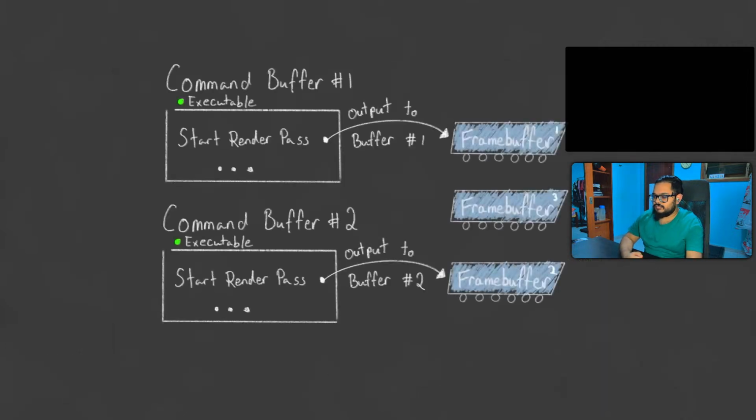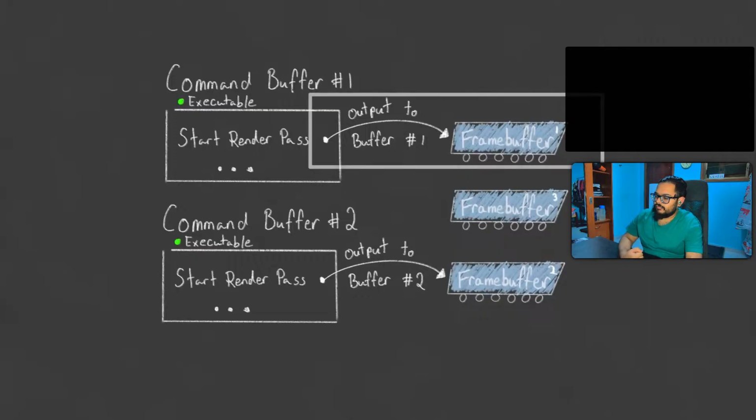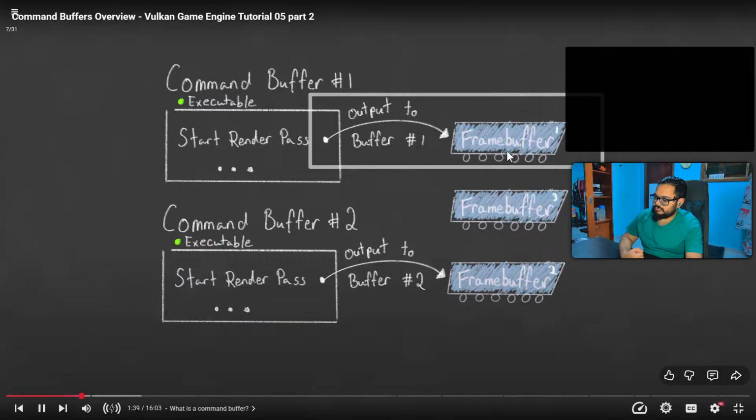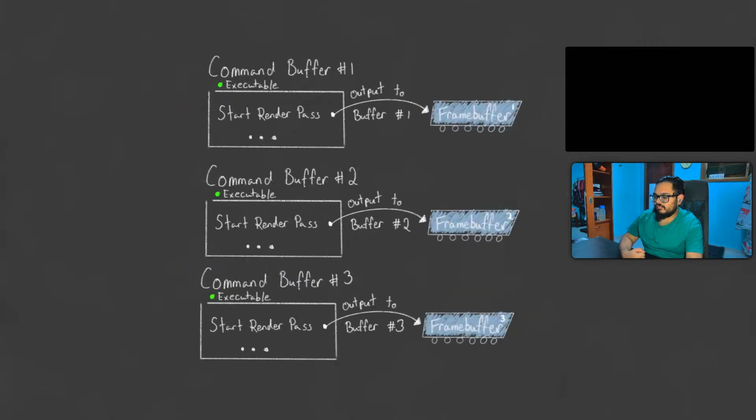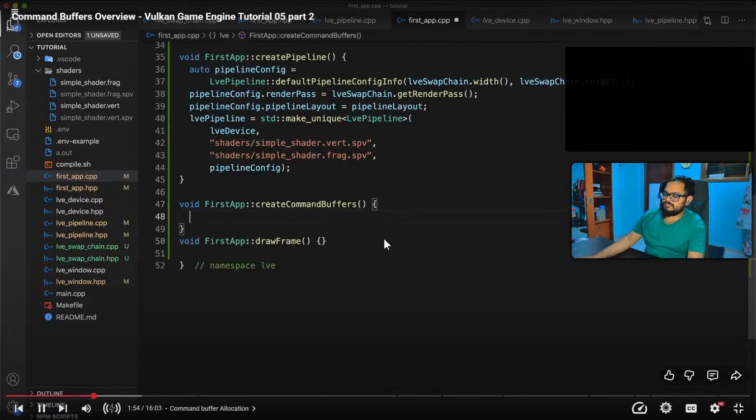Therefore, it is possible to get away with using only 2 command buffers, even when there are more than 2 frame buffers. But when recording a start render pass command, we must specify the target output frame buffer. So in the case we have 2 command buffers but 3 frame buffers, we need to re-record a command buffer every frame. So at least for now, it is simpler to use a one-to-one relationship. Next, let's implement our create command buffers function.